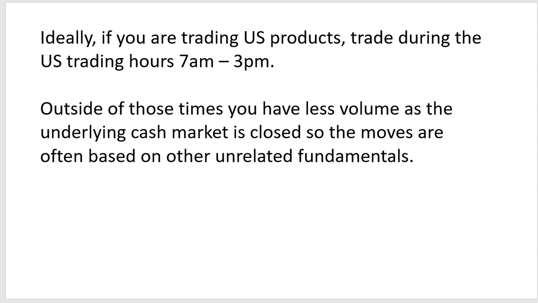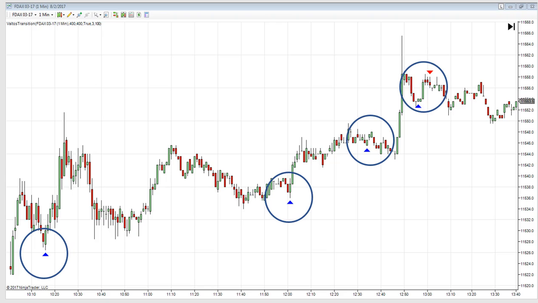And again, if you're trading U.S. products, trade during the U.S. hours, ideally 7 a.m. to 3 p.m. Although I did just show you a DAX, which is after the cash close. In Europe, well, I think it was all after the cash close. Let me see, at 10 o'clock. European cash close is around 10.